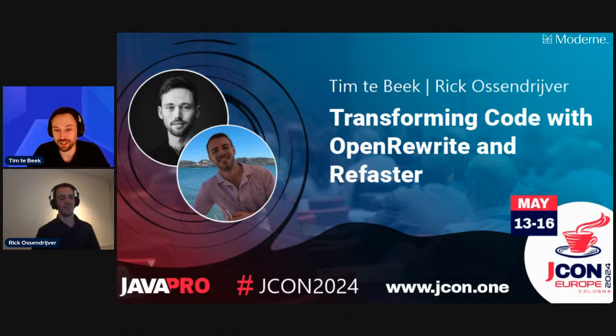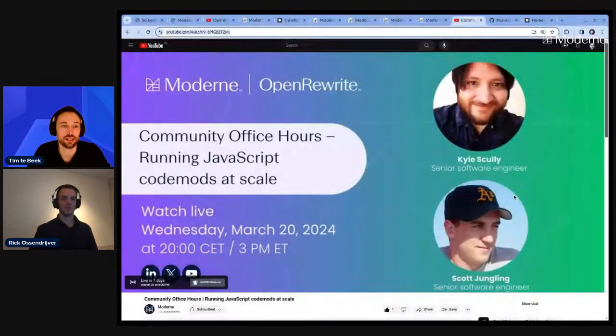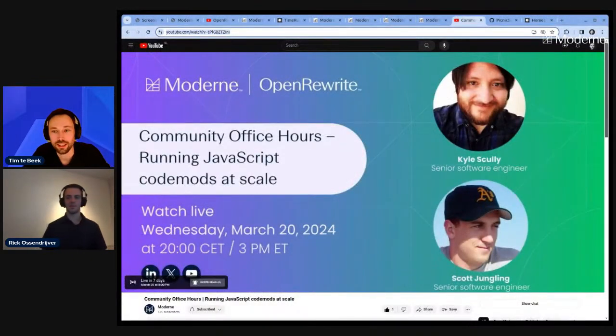So I think that's all we have to cover for this week. Next week, we're going to have a presentation by two colleagues of mine, Kyle and Scott, on running code mods at scale. So you've seen us do a lot of code changes in the Java space, but we similarly have a lot that you can do for JavaScript and TypeScript projects as well. And they're going to go over that next week on March 20th, 8 o'clock in Europe and 3 p.m. in the east coast of the US.